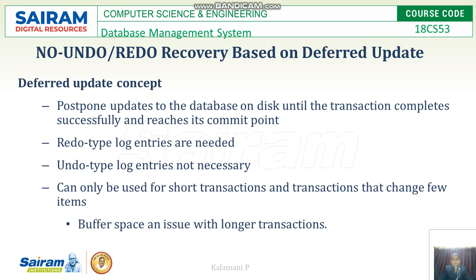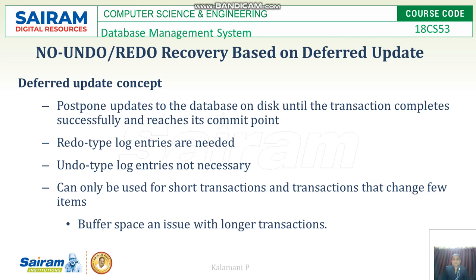Postpone the updates to the database on disk until the transaction completes successfully and reaches its commit point. So in deferred update, once the transaction reaches its commit point, then it will be updated in the database. Here redo type log entries are needed, undo type log entries are not needed. Only the redo, wherever it is required, is going to be done. No need for any undo operation over here.